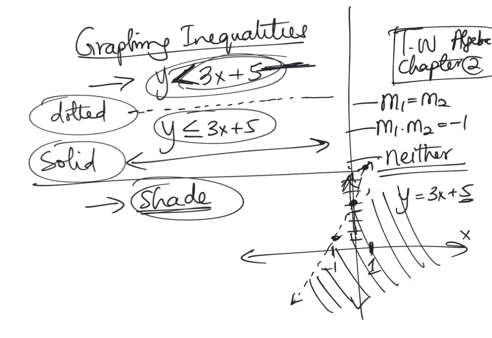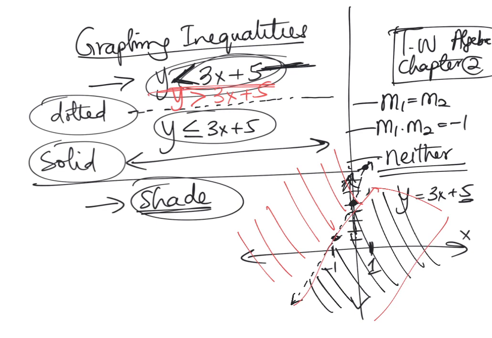If it was greater than, you would be shading above. If this was y is greater than 3x plus 5, you would be shading above. So when it's less than, you're shading below the graph. And when it's greater than, you're shading above the graph.